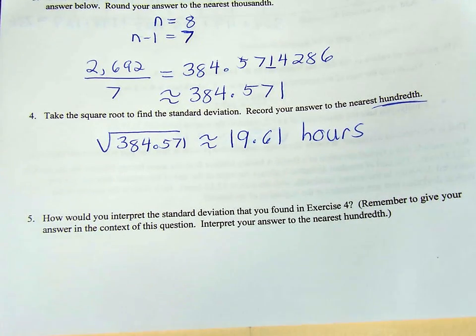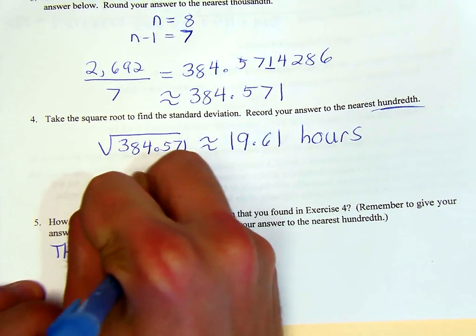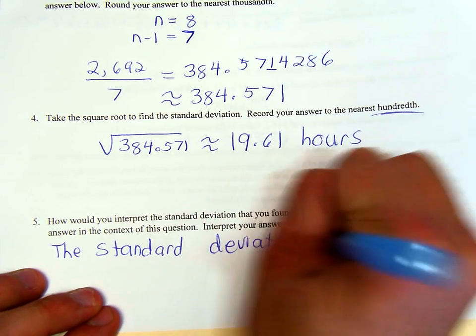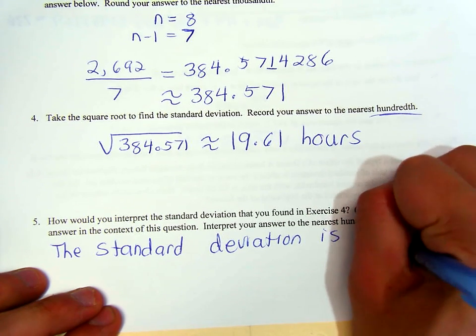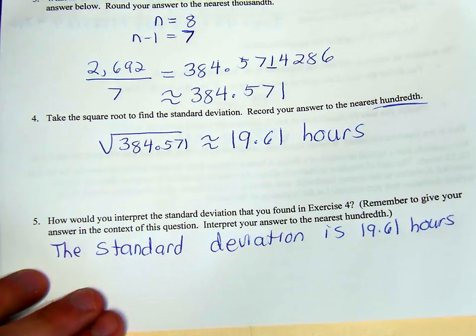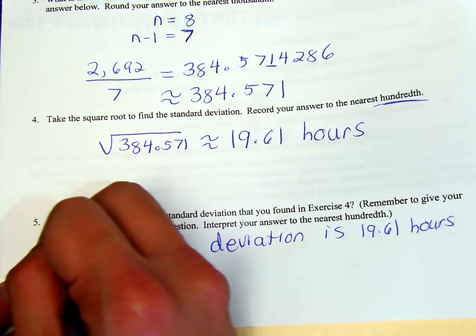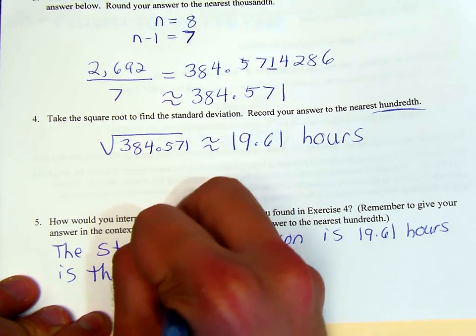So for number 5, they want to know how you would interpret the standard deviation that you found in exercise 4. It says, remember to give your answer in the context of this question and interpret your answer to the nearest hundredth. So we know that the standard deviation is 19.61 hours, and that standard deviation is a typical deviation of brand B.